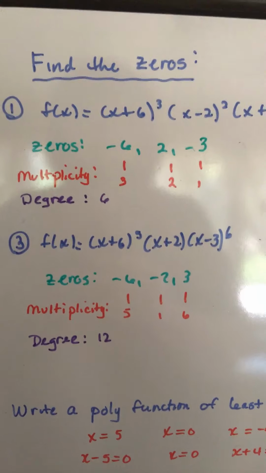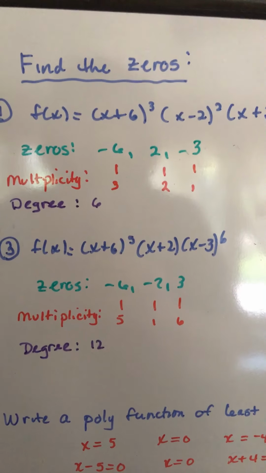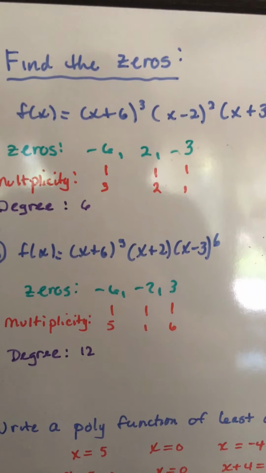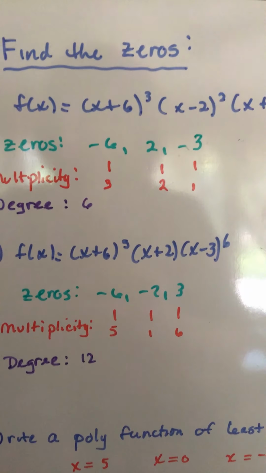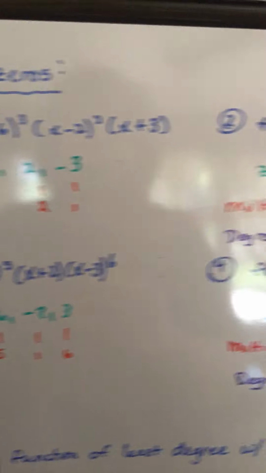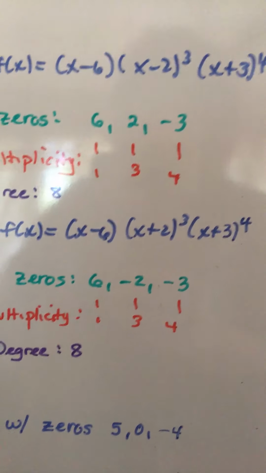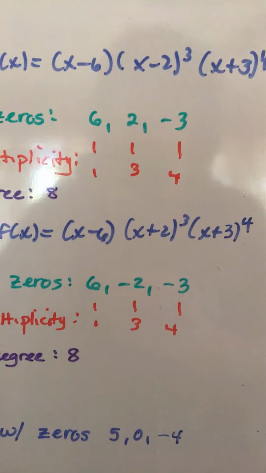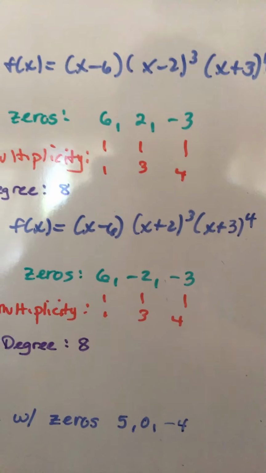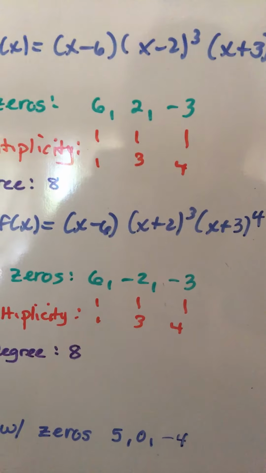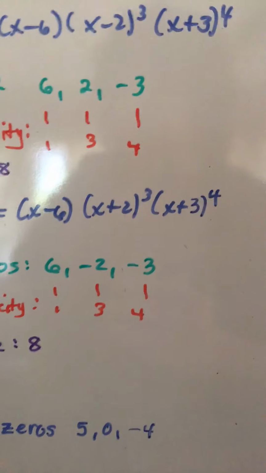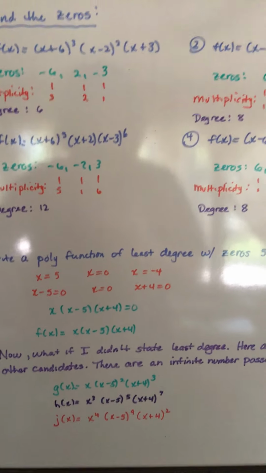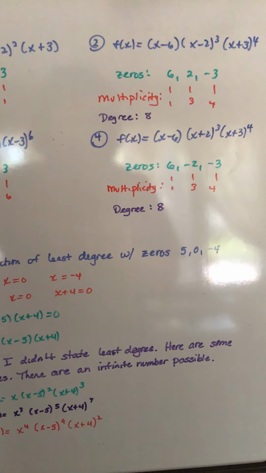For the next one, I have -6, -2, and 3. How many times does each appear? 5, 1, and 6. That adds up to 12 for my degree. For my last one, the zeros are 6, -2, and -3. How often does each appear? Once, thrice, and 4 times. The degree is 8. Now, I can ask you to write a polynomial of least degree, given these zeros.